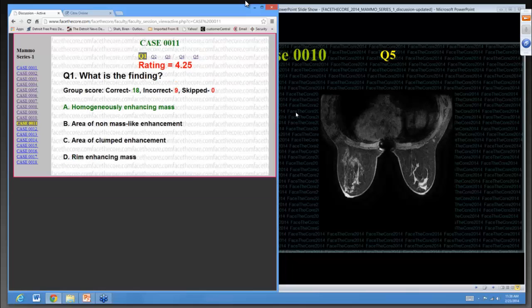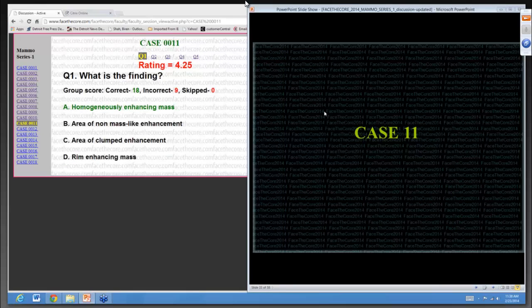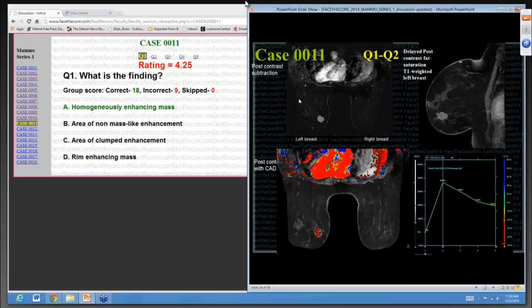We're going to go to case 11. Case 11 shows a set of images, and this is a post-contrast subtracted image. What we have here is a left breast and a right breast. This is a delayed post-contrast fat saturation in the left breast. And this is a color overlay post-contrast using the CAD software. This cursor was placed over this lesion, which generated a time intensity curve.